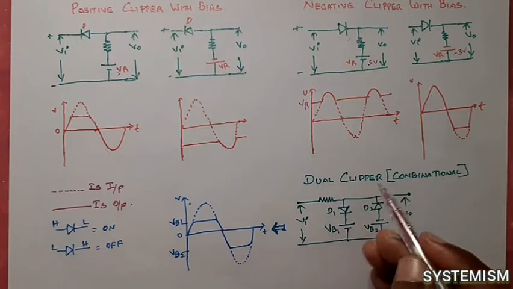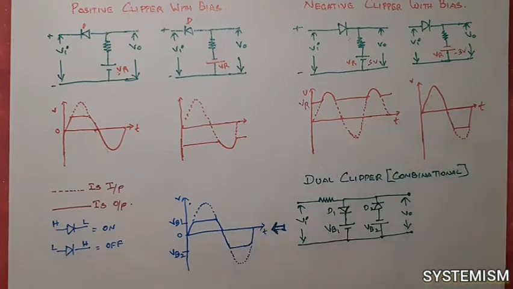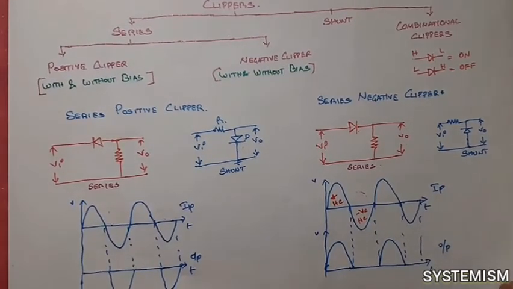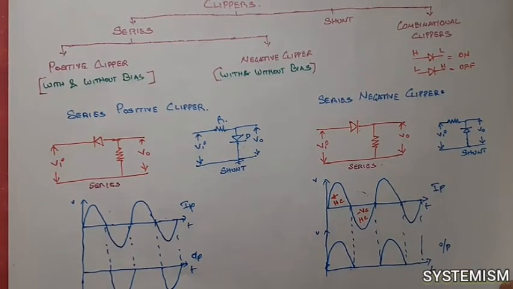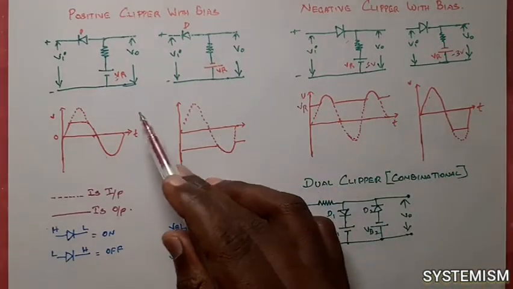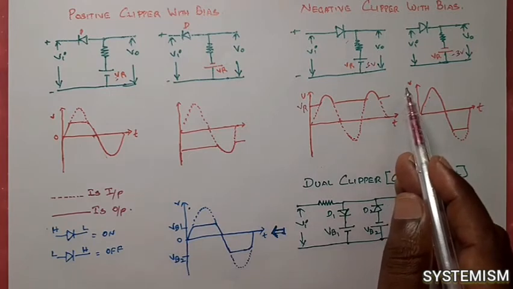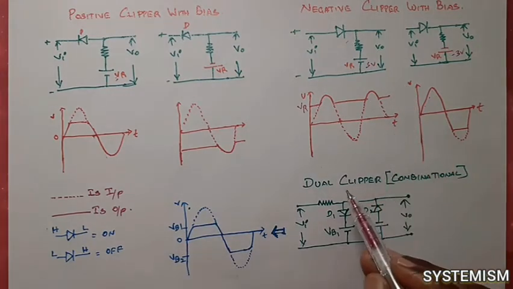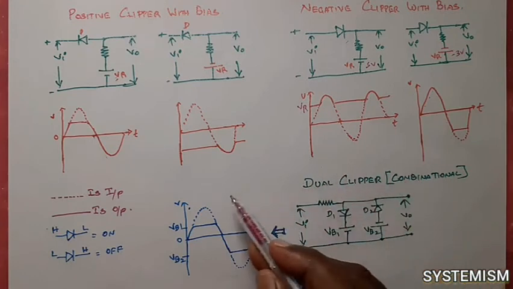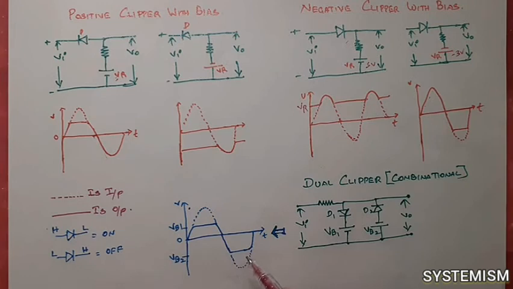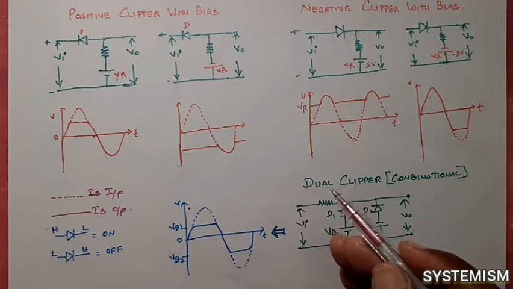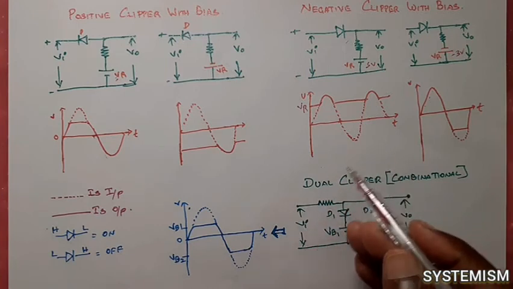So in this video we learnt what a clipper is and what the types of clipper are. We learnt about different types of series clipper, shunt clipper, positive clipper, and negative clipper, and in positive we learnt about the biased clipper, and in negative also the biased clipper. After that we learnt about the dual clipper or combinational clipper to clip away a particular portion in the positive and also a particular portion in the negative. I hope you understand this video. You can rewind this video and check to understand this concept more and more.